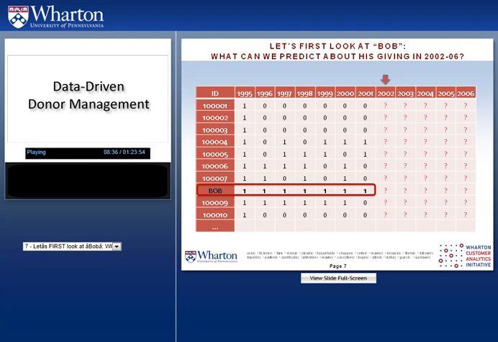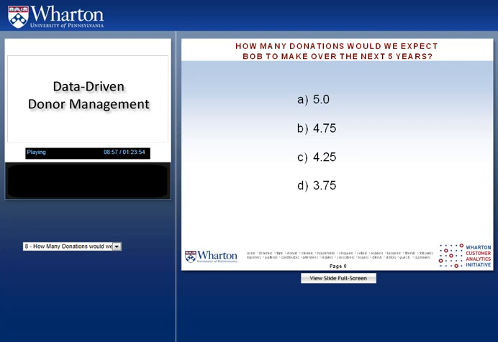And so why don't we bring up this polling opportunity for you to say, how many donations would we expect Bob or a donor like Bob to make over the next 5 years? So I think we can push the poll out there somehow, and we'll raise the question. So I can show you the question over here, and then somehow we'll make technology magic work for you to actually be able to vote as to which of these numbers is the best guess of how many donations Bob will make over the next 5 opportunities, over the next 5 years.